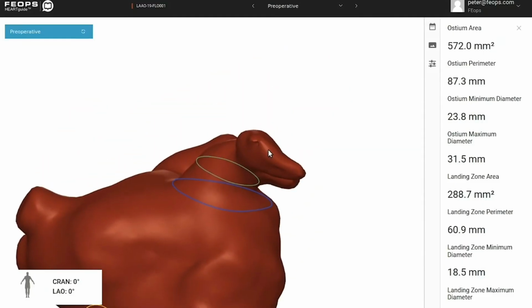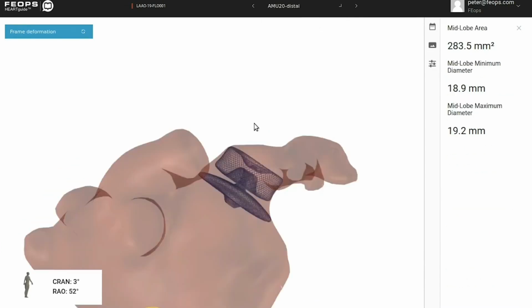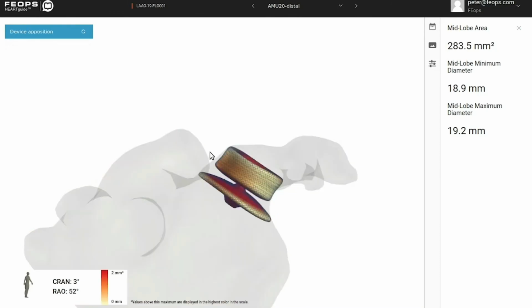I believe that FEops can add substantial value, both market value and clinical value, to both companies that are involved in developing and marketing medical device technologies, and to the clinicians who are using these devices. FEops is changing the way transcatheter-based structural heart interventions are planned, and we are rolling out our pioneering FEops HeartGuide technology worldwide.